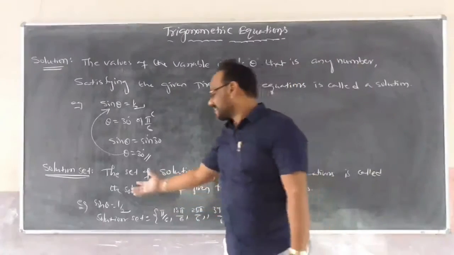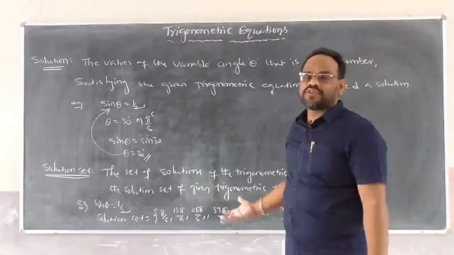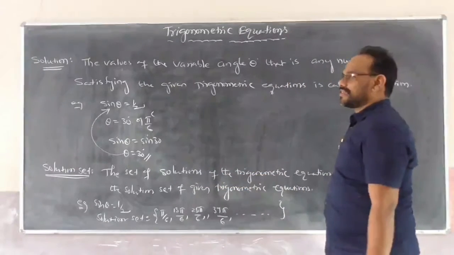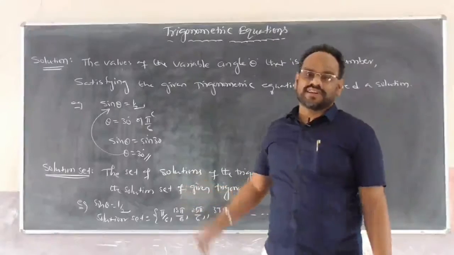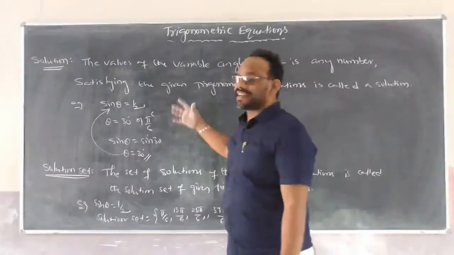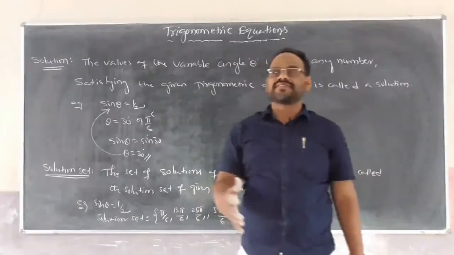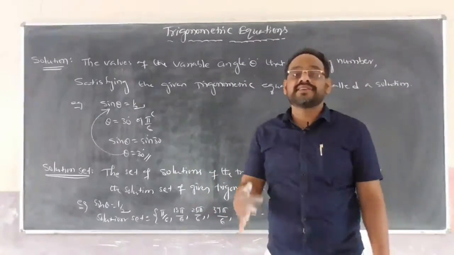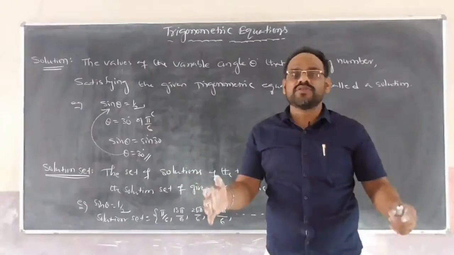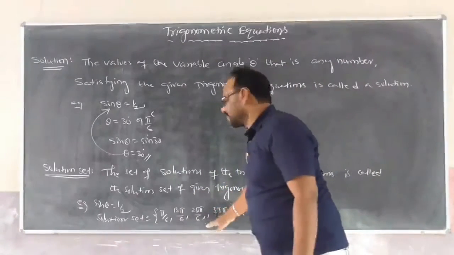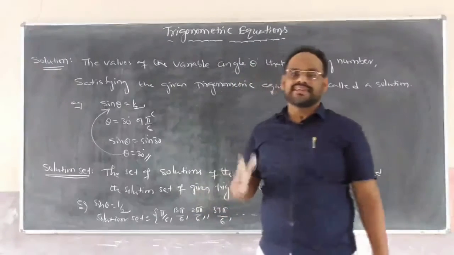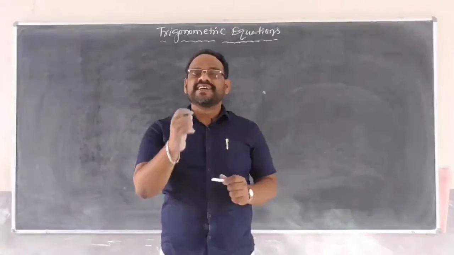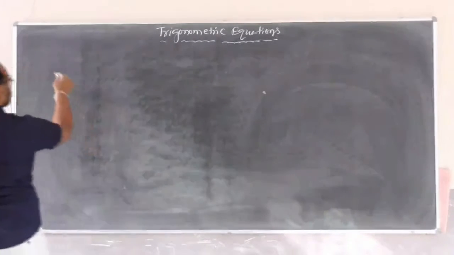Solution set means the set of solutions of the trigonometric equations, called the solution set of the trigonometric equations. That means all the trigonometric functions are periodic functions, so it has infinite number of solutions. These solutions are written in one set. This set is called what? Solution set. Next, general solution.